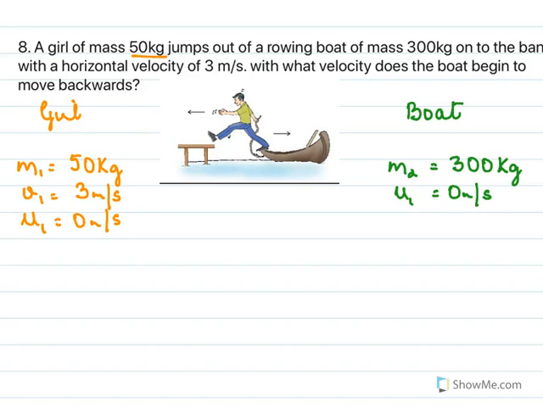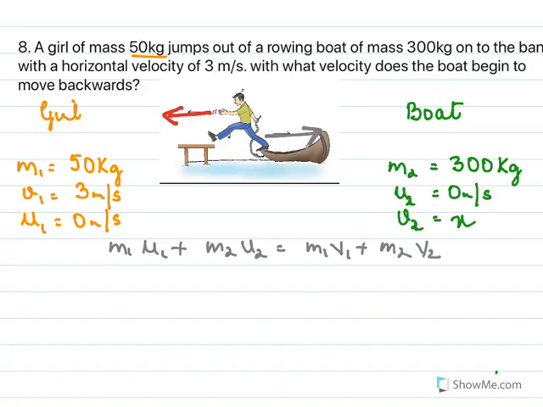Now when the men moves in the forward direction, there's a momentum in the forward direction. Hence there will be an equal and opposite momentum in the opposite direction. So here we have to find the final velocity of the boat. We call it x. So according to the law of conservation of momentum, m1 u1 plus m2 u2 equal to m1 v1 plus m2 v2.